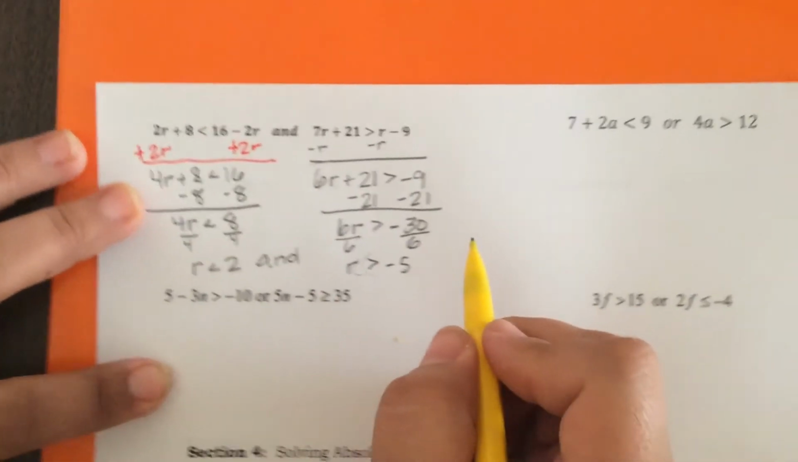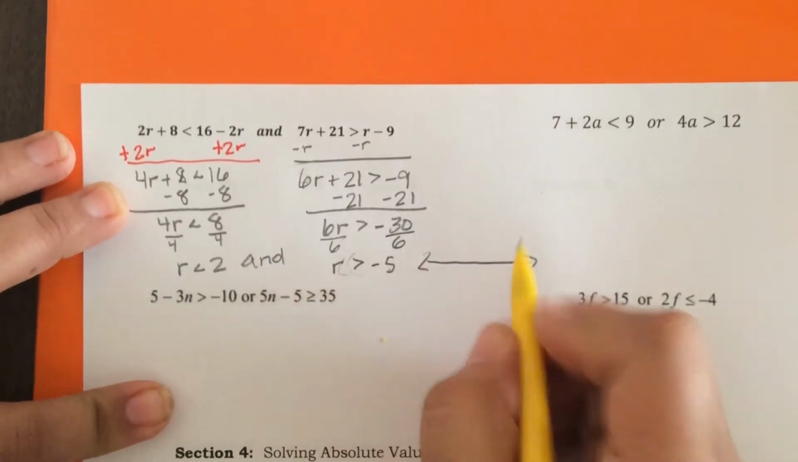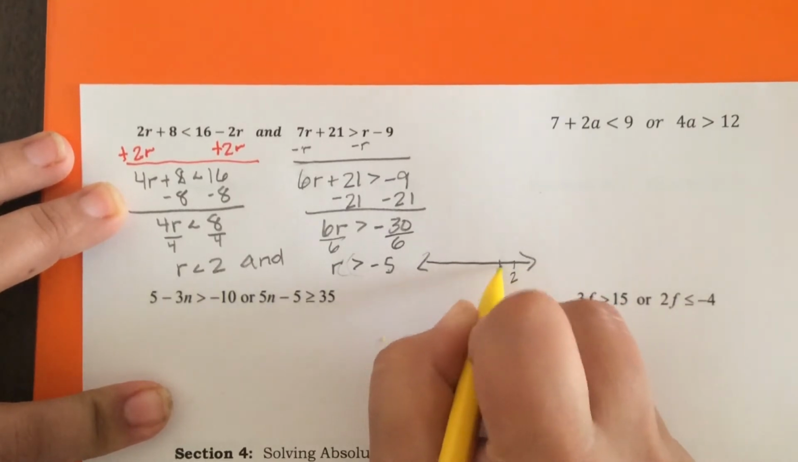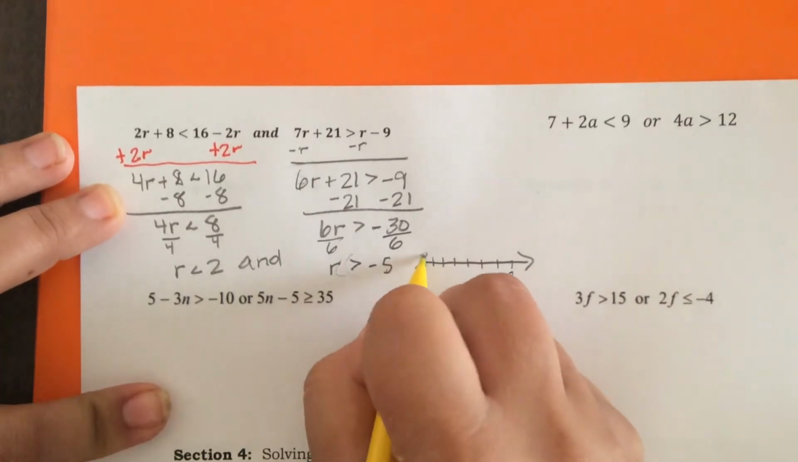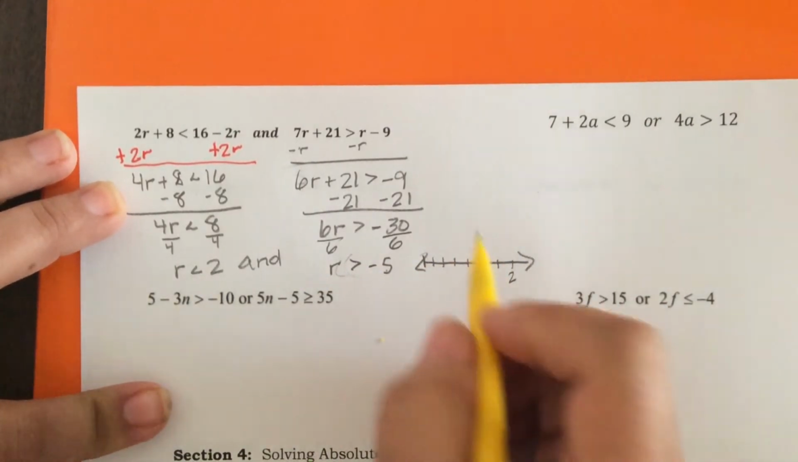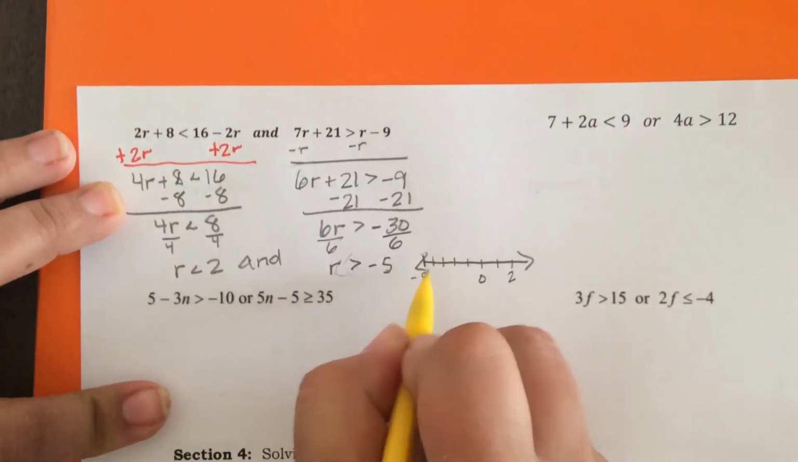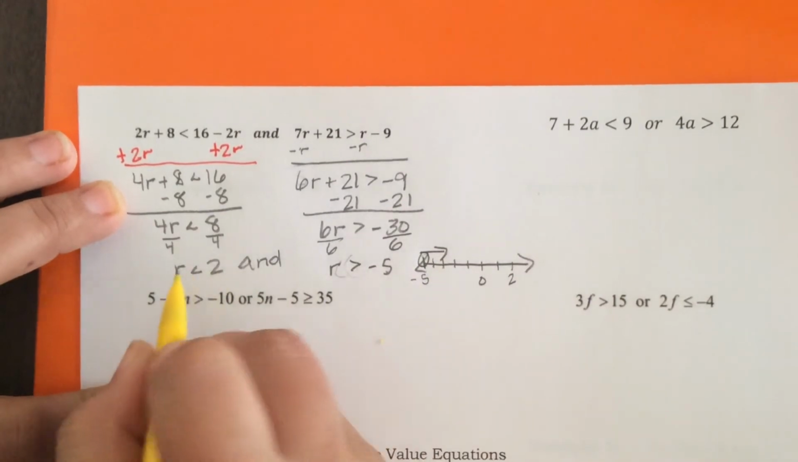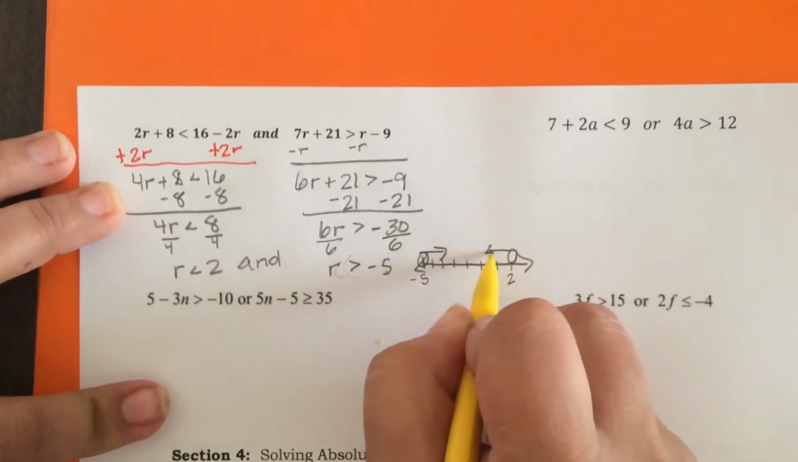So when I graph this, you're going to have 2, 1, 0, 1, 2, 3, 4, 5. So on 5, r is greater than -5. So here's -5. That's bigger on that side. Okay? And then r is less than 2. So here's 2. Less than goes this way.